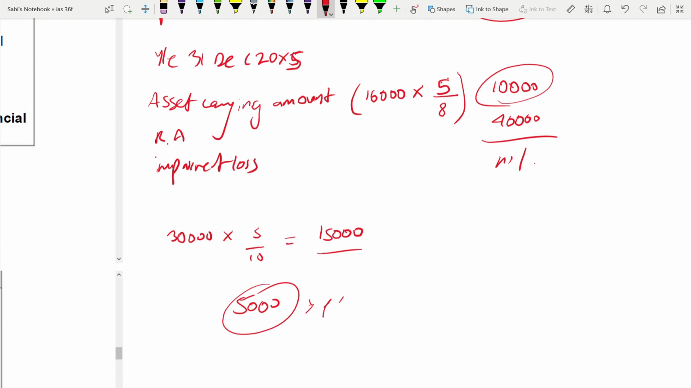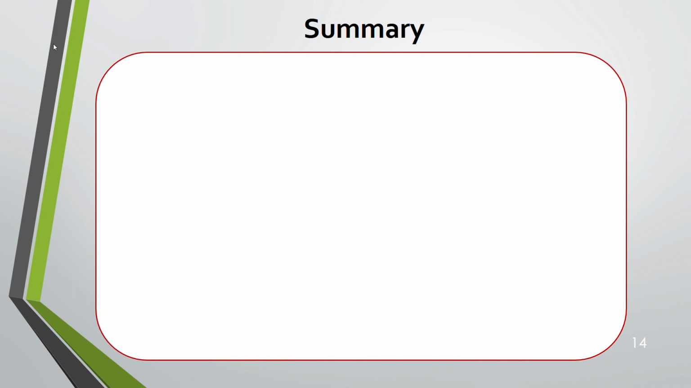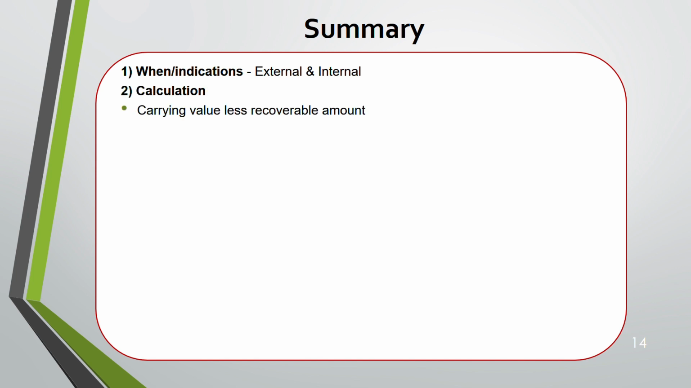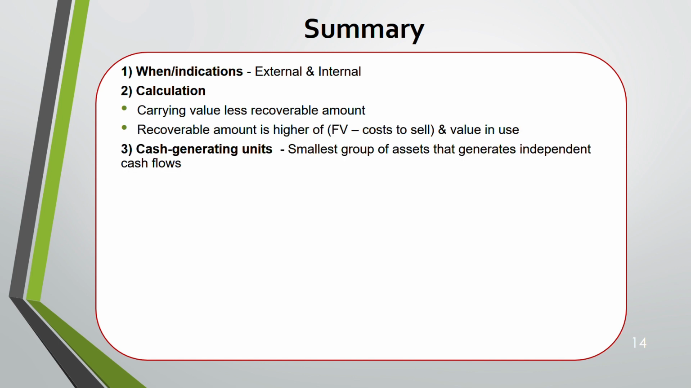Now we'll be summarizing IAS 36. We started with indications of whether impairment takes place or not. There are both external and internal factors. External are outside your company, not in your control, and internal is inside the organization. Calculation: carrying value less recoverable amount, and recoverable amount is the higher of fair value less cost to sell or value in use. Cash generating unit: the smallest group of assets that generates independent cash flow.